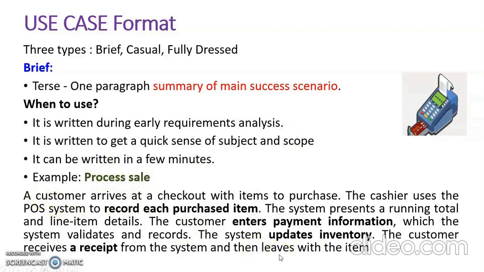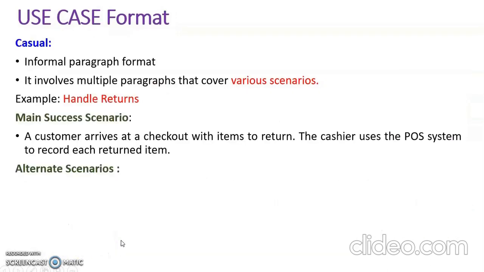Here we haven't considered any failure scenarios. Failure scenarios in the sense that we assume our system is good enough to handle the item identifier, it is presenting the running total, and the customer is entering the payment information without any fault. It is considered the main success scenario.